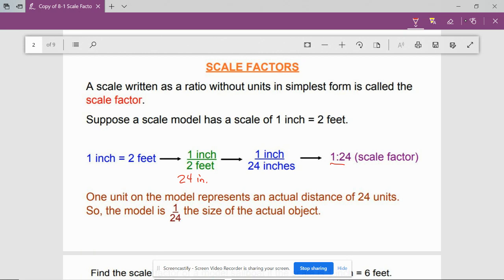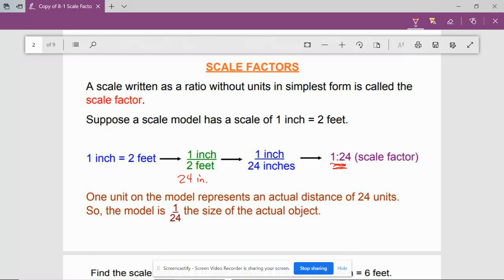Hopefully you can see that here. So we get that 1 to 24. We're talking inches on both of those numbers, so that's really an accurate ratio, because both of our units of measure are the same. We're not going from inches to feet, it's inches to inches. So 1 unit on the model represents an actual distance of 24 units. The model is 1/24th the size of an actual object.